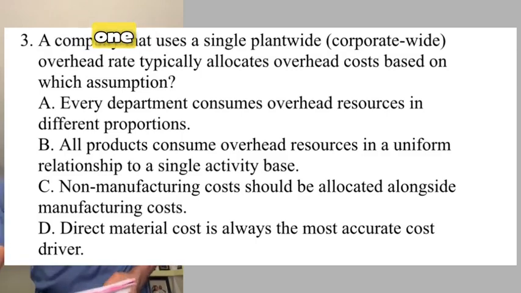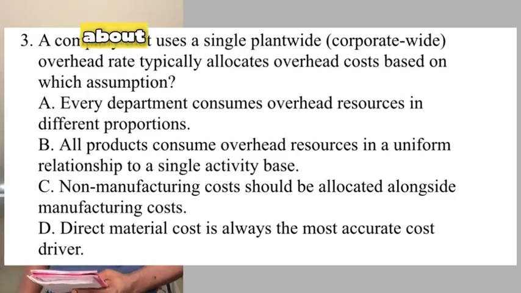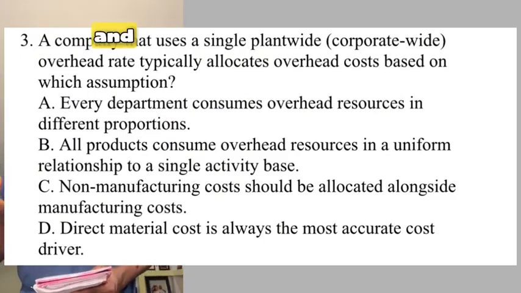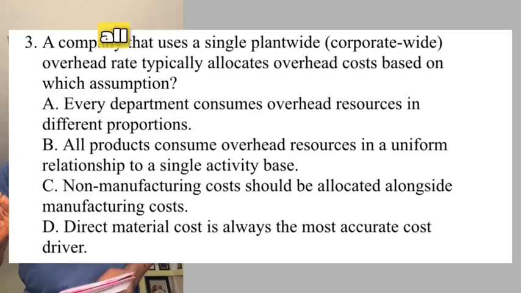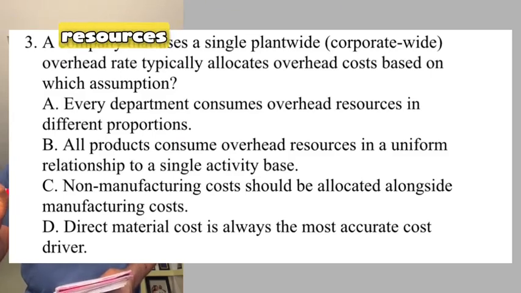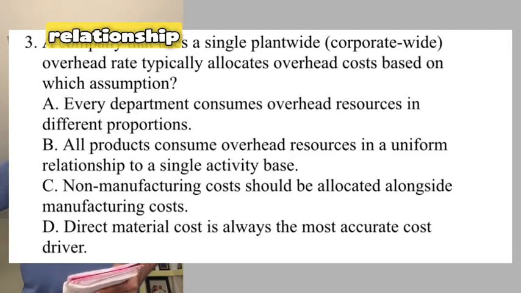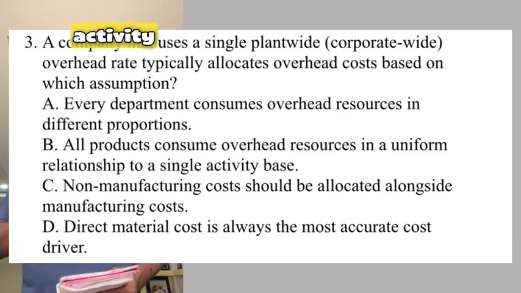So which is the correct one? The correct answer is B: all products consume overhead resources in a uniform relationship to a single activity base.